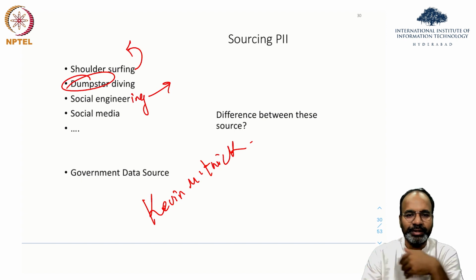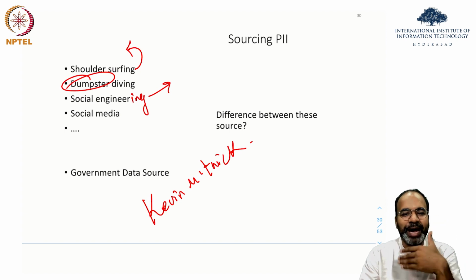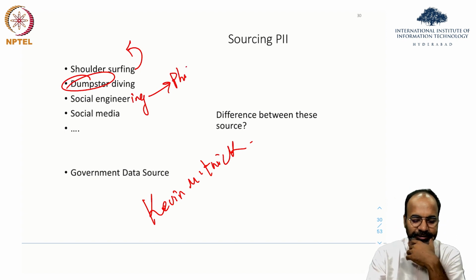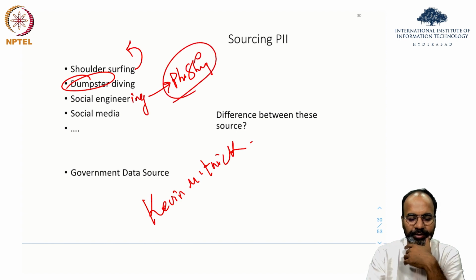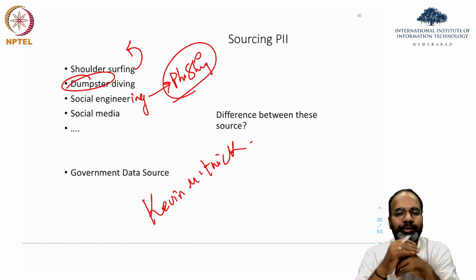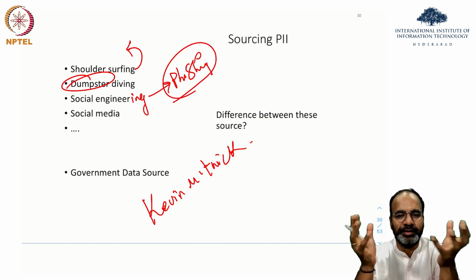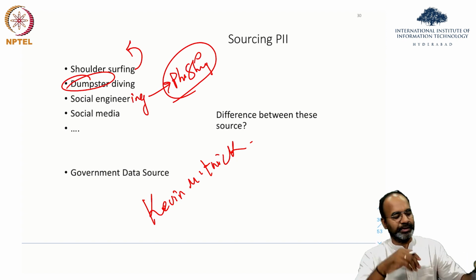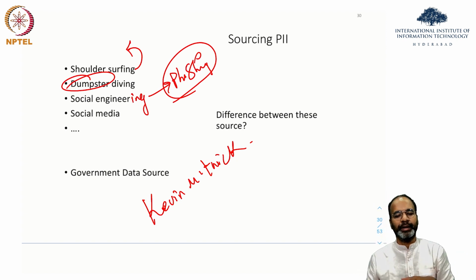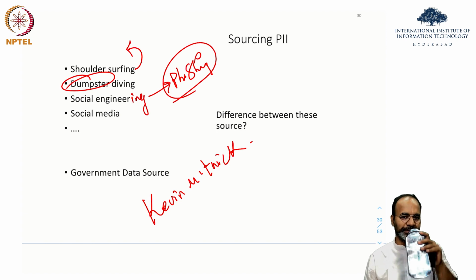For example, one of the subcategories of social engineering is phishing. Right? A phishing attack is sending an email, getting you to click on a link, and showing a website asking you for a username and password. That kind of attack can be very fruitful in collecting personal information.